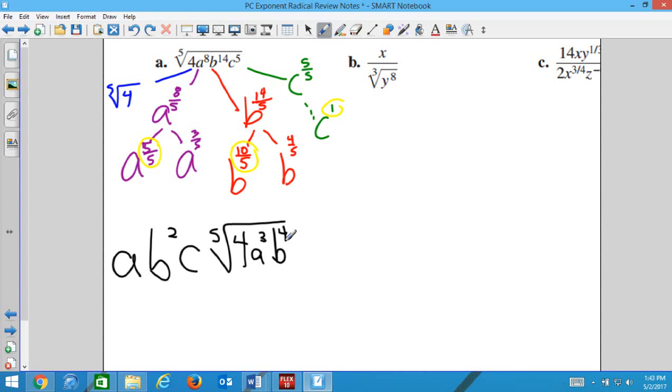Yes. Why is it just a to the third, not like the 3/5? Because I put it back into radical form, so I took the bottom number and made that the root, and the top number, the 3, is still the power. All right. Thank you for asking. Other questions on that one?